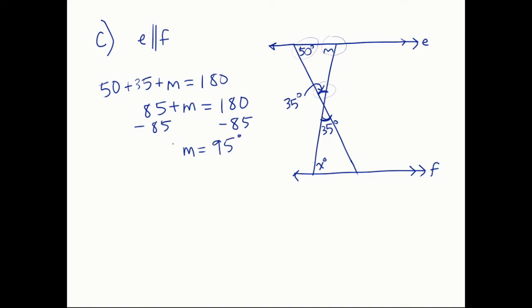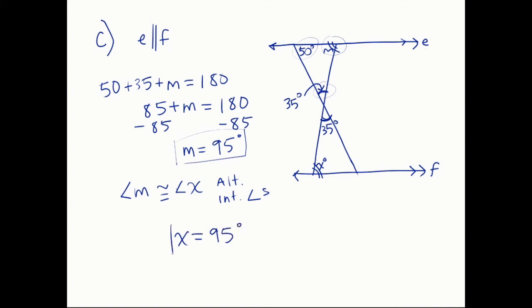So I have that little angle up there, but I don't have x yet. But I kind of do, because I notice that this angle up here and this angle down here are alternate interior angles. Remember with parallel lines, I know that angle m is congruent to angle x because of alternate interior angles. Woo! So that makes my life easy. I know that x has to be 95 degrees.